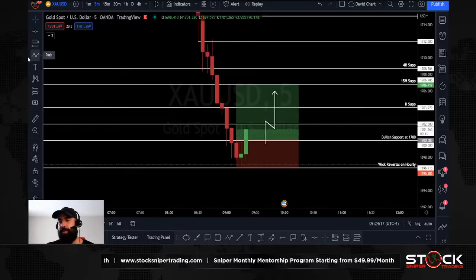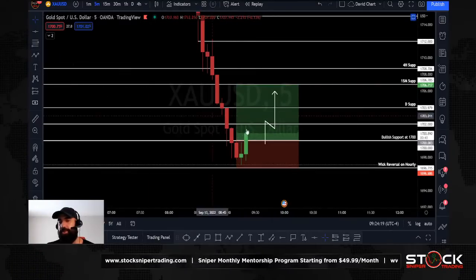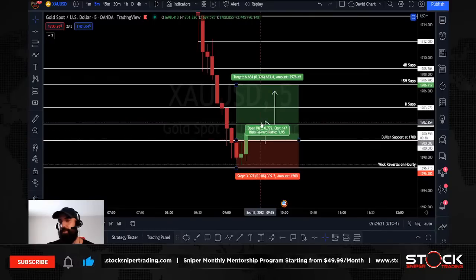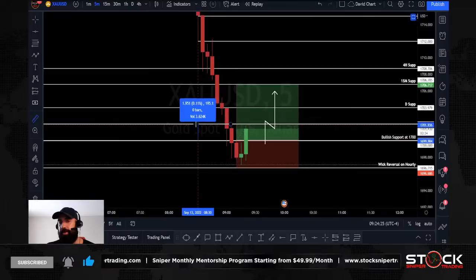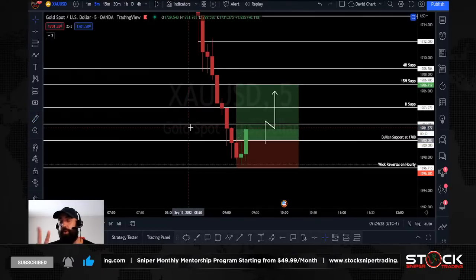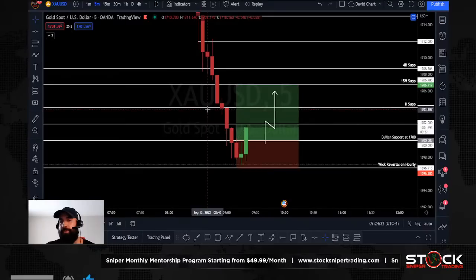Okay, so let's see if we can get a hold above here. It just went from 1700 to 1702 on the initial impulse break. That right there was around a 20 pip move. It was a $2 move here, guys. $2 move. Okay, so let's monitor and see what's going to happen on gold.